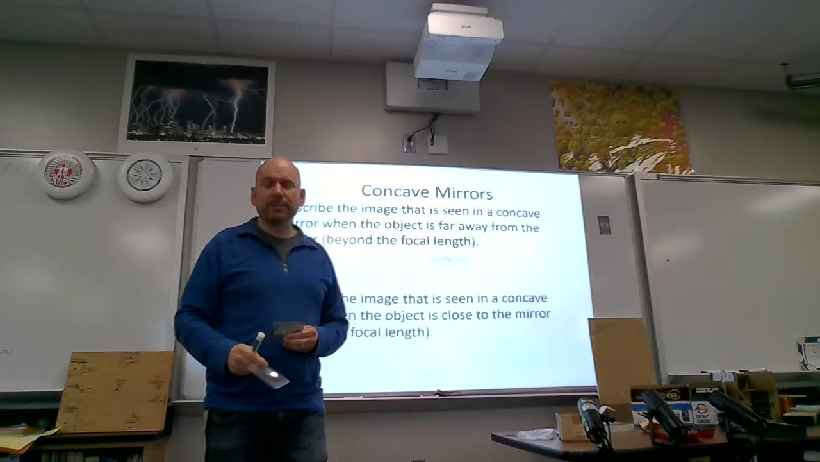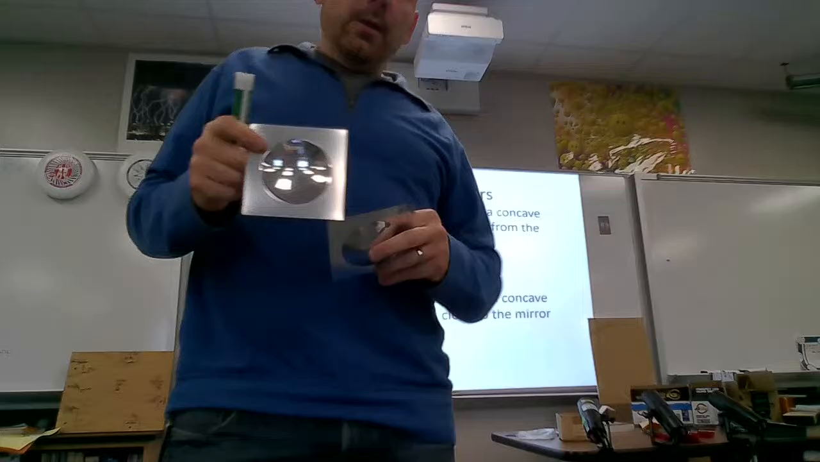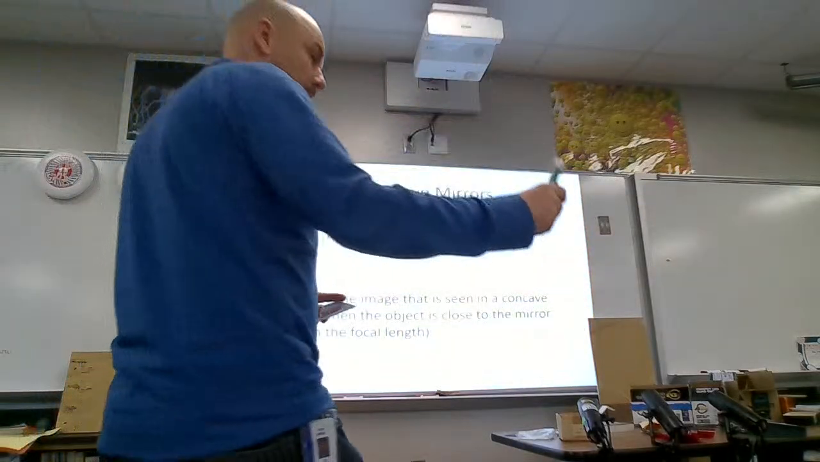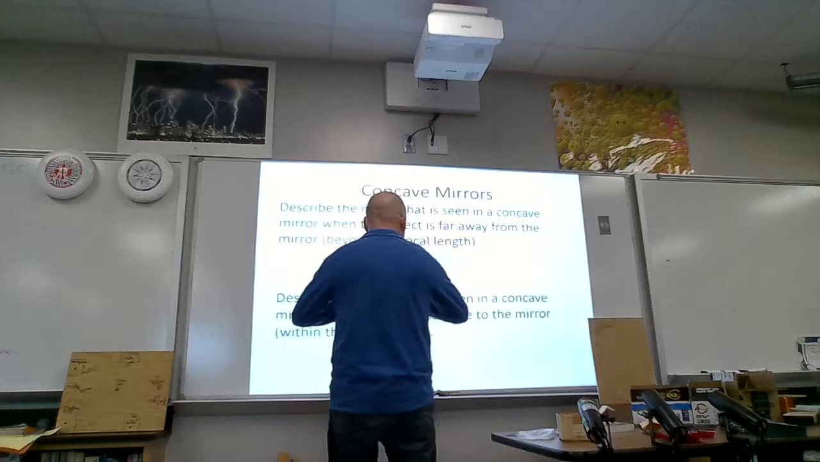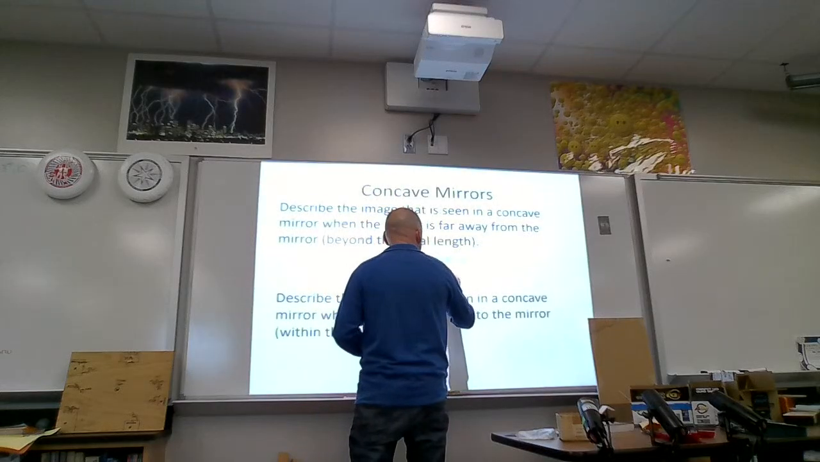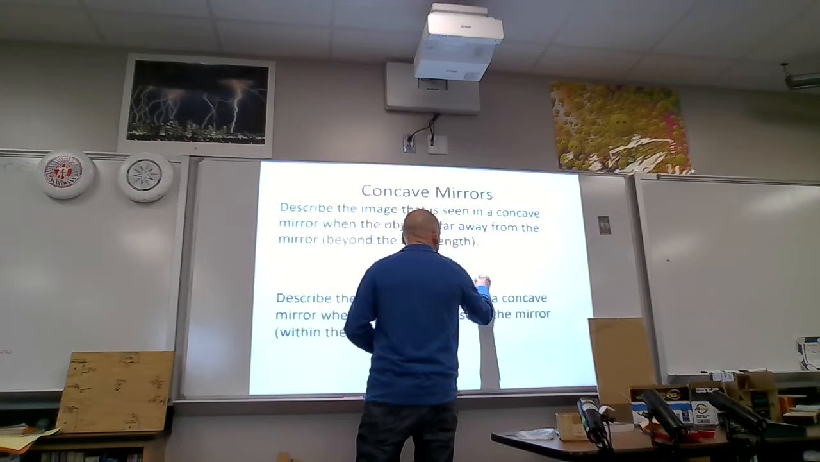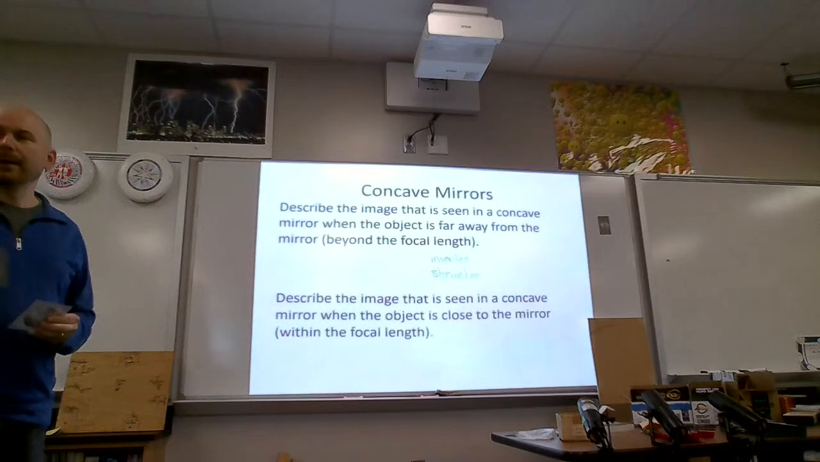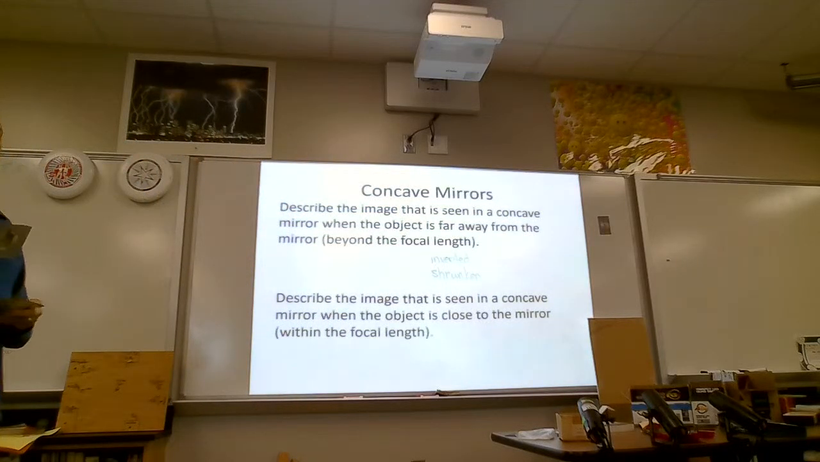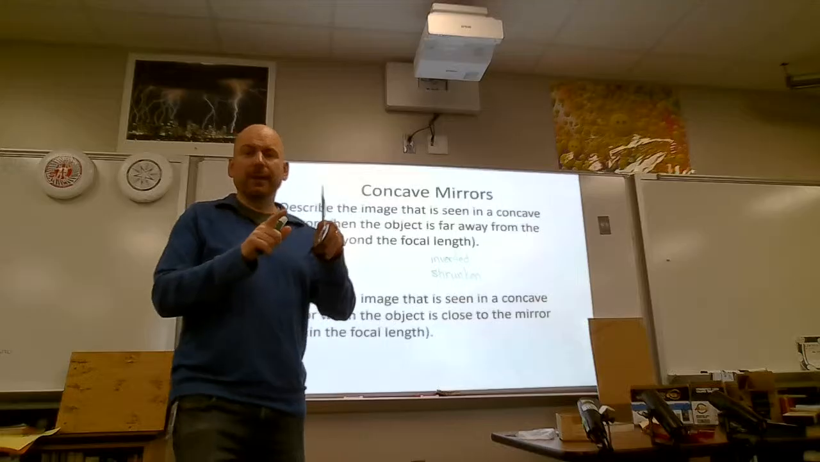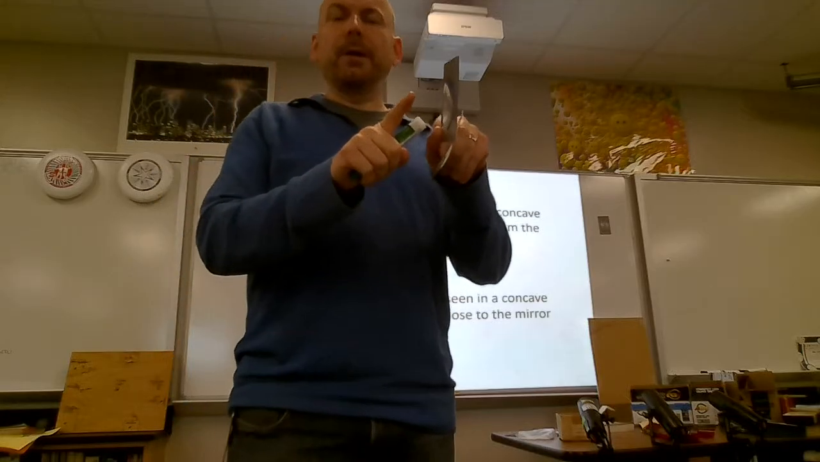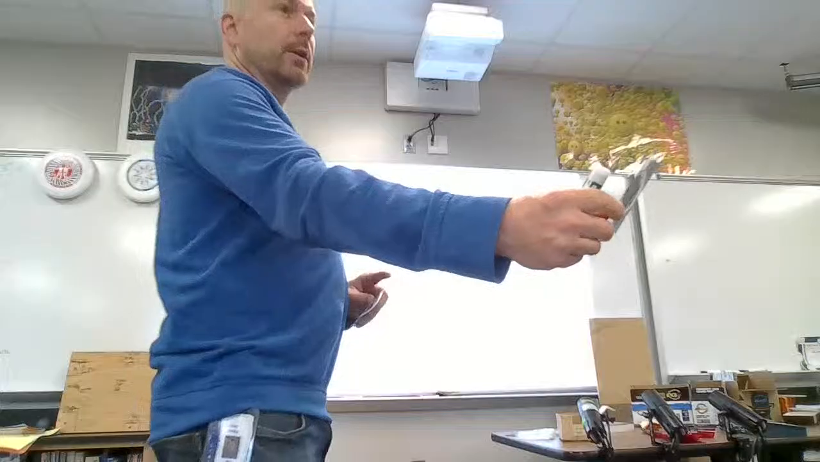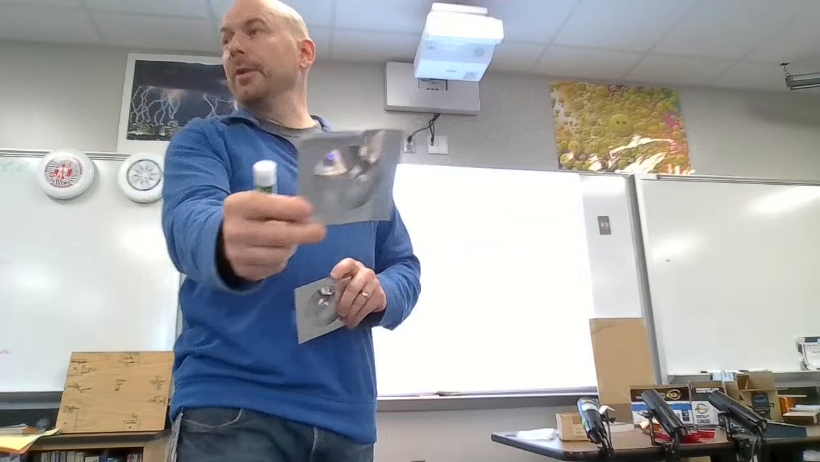Is your image smaller or larger than you? Smaller. We're going to call that characteristic shrunken. The image is shrunken compared to the object. Okay? Now, the focal length for these is pretty close. We're looking at an object far away, beyond the focal point.